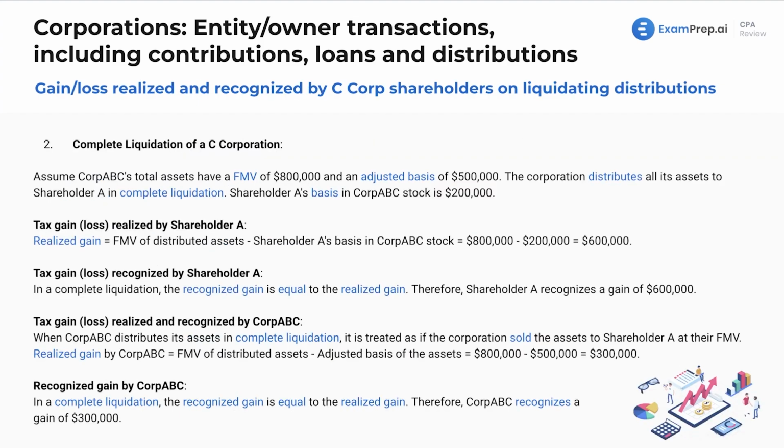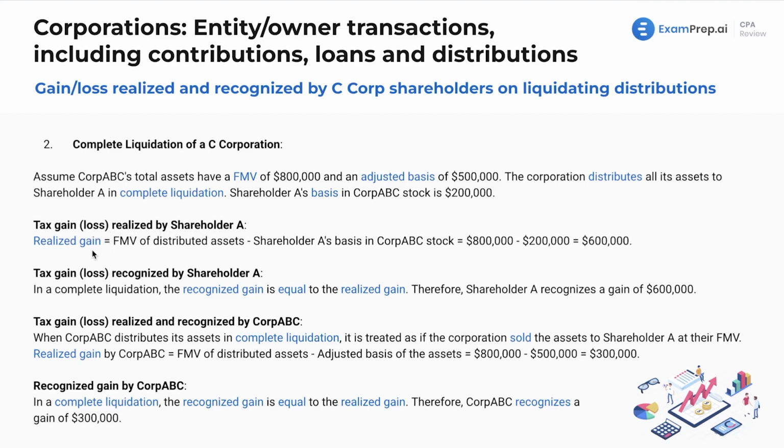All right, now we're seeing a complete liquidation of a C Corp. Assume Corp ABC's total assets have a fair market value of $800,000 and an adjusted basis of $500,000. The corporation distributes all its assets to shareholder A in complete liquidation. Shareholder A's basis in Corp ABC stock is $200,000.